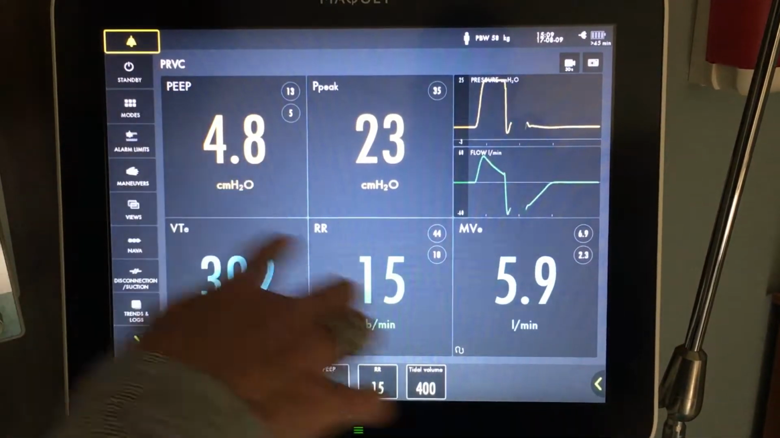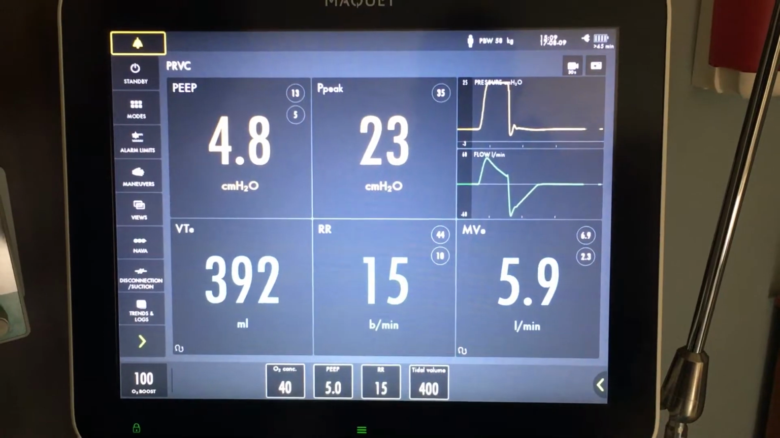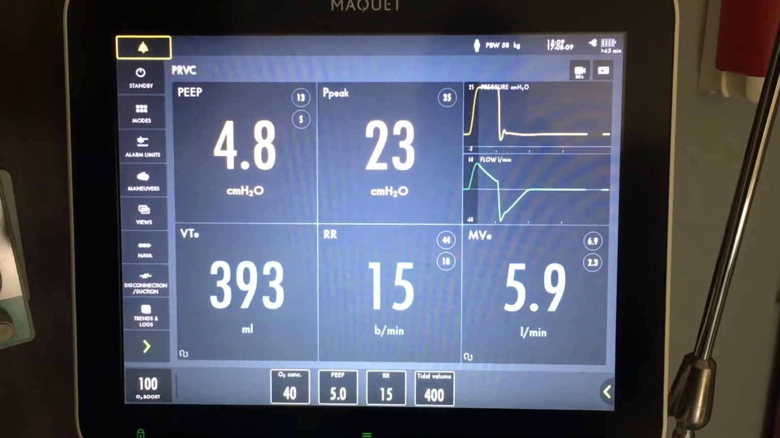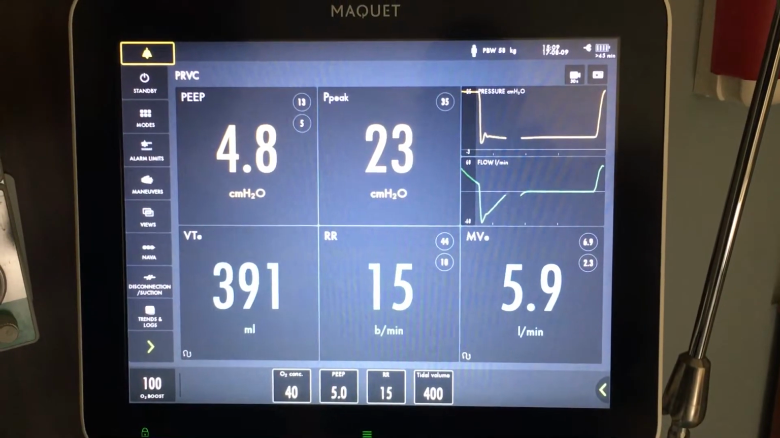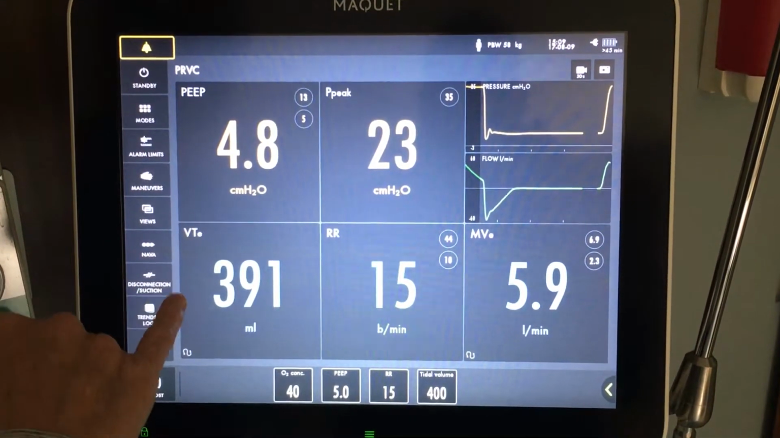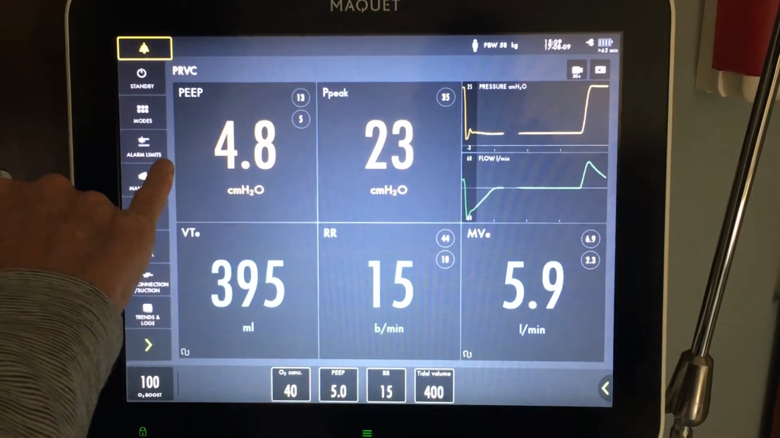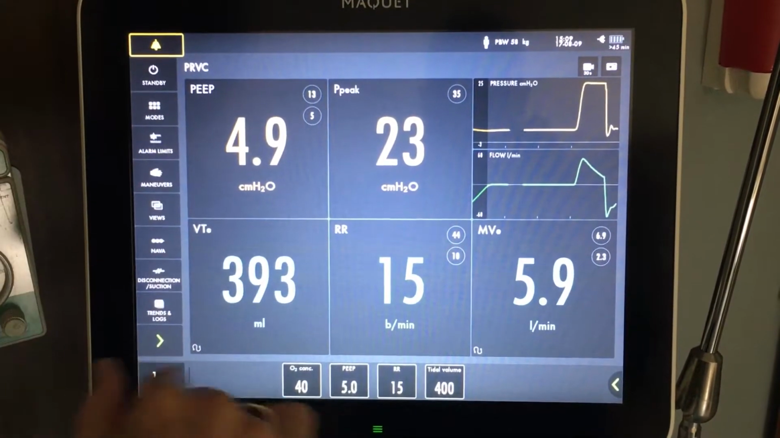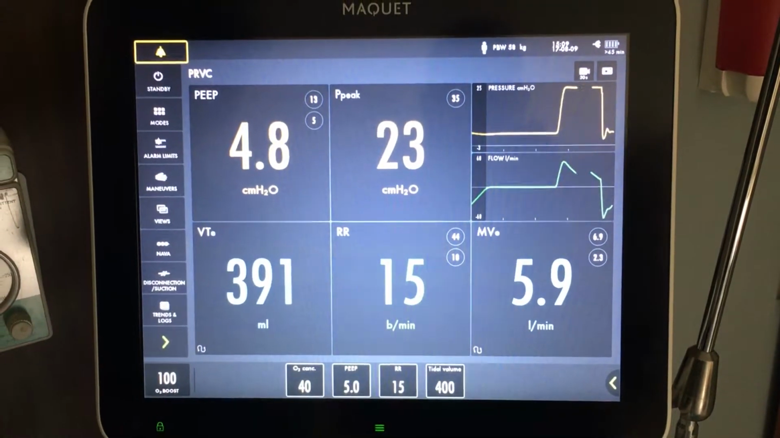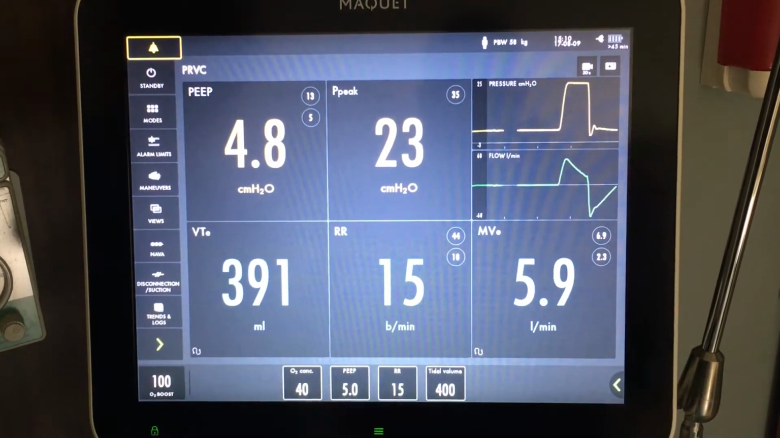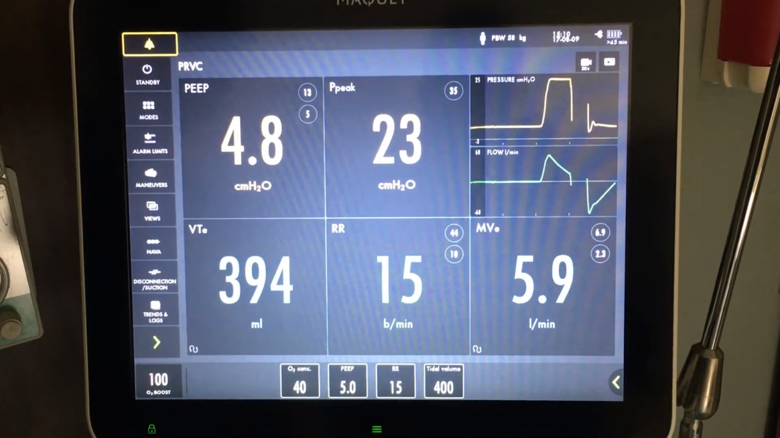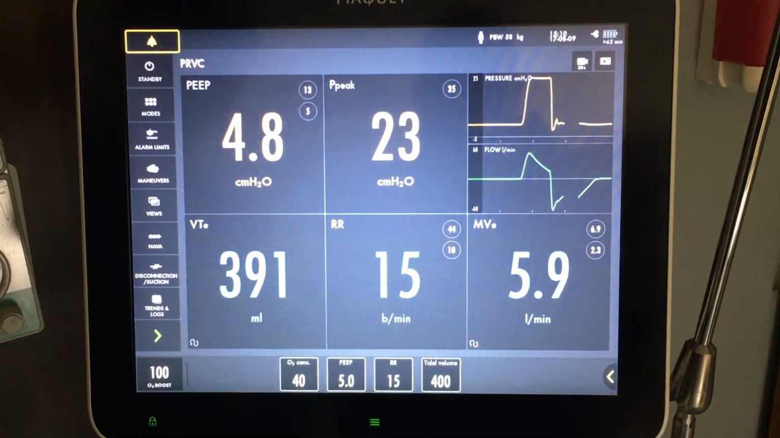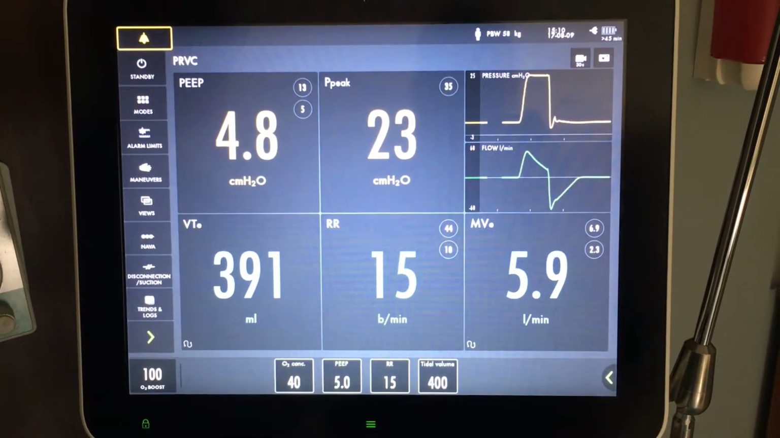And then in the center of the screen here is where you're going to read your patient data. So again, the respiratory rate for the patient is in green, it's 15. Measured exhaled tidal volume, a measured PEEP, peak pressure on ventilation, and this number over here is minute ventilation, liters per minute. So again, nursing's mostly going to be interested in that respiratory rate and the ventilator settings at the bottom. Now this one also has alarms.